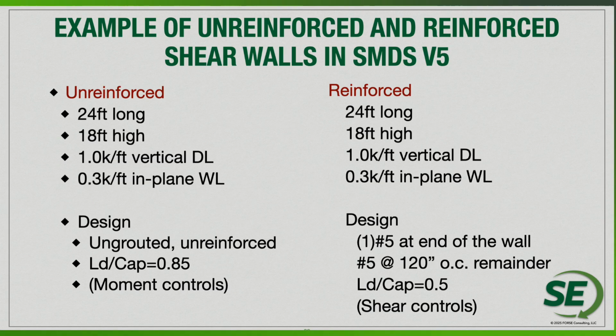Just as a very simple example, looking at some different loads on different unreinforced versus reinforced walls. If we have a 24-foot long wall, 18 feet high, we have 1 kip per foot of dead load, 0.3 kips per foot of in-plane wind load. I can look at the overall design.